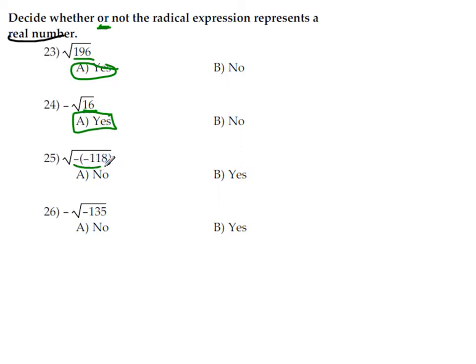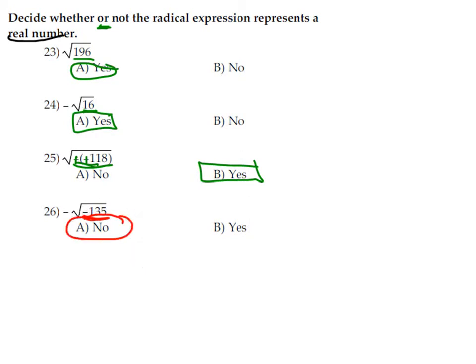Same deal for number 25. We have a negative times a negative inside the radicand. Well, that makes them both positive. So we have a positive radicand, so our answer is yes. Finally, something a little bit different. We have negative 135 for the radicand. It's a negative number, so it does not work.